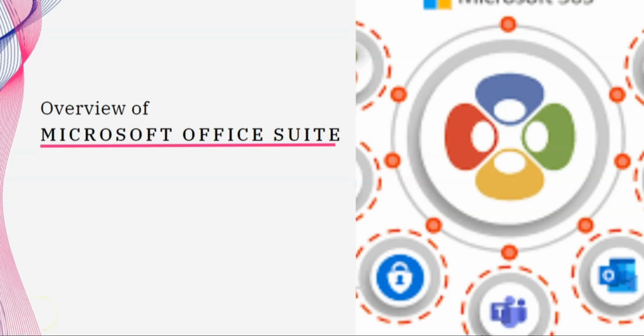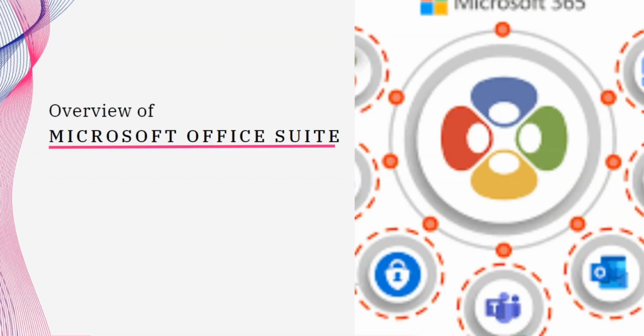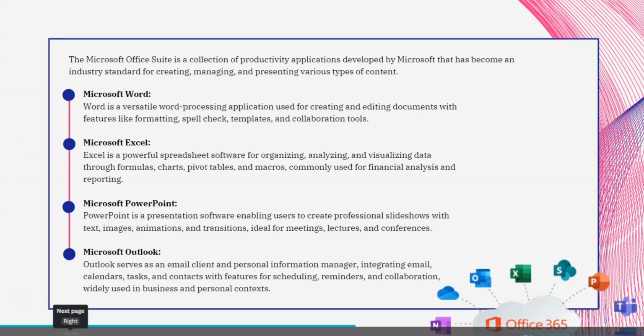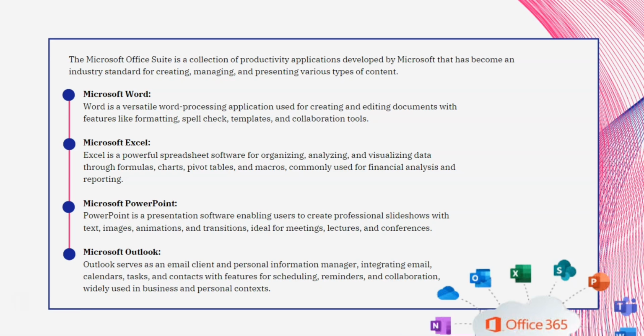So let's talk about productivity. We keep talking about how Microsoft is leading productivity software, which is the Microsoft Office suite. Referring to Microsoft Word, it is known to be very versatile in word processing. It's used for creating and editing documents with features like formatting, spell check, templates, and collaboration tools. Also, Microsoft Excel, which is powerful spreadsheet software for organizing, analyzing, and visualizing data. You can easily do formulas with it.